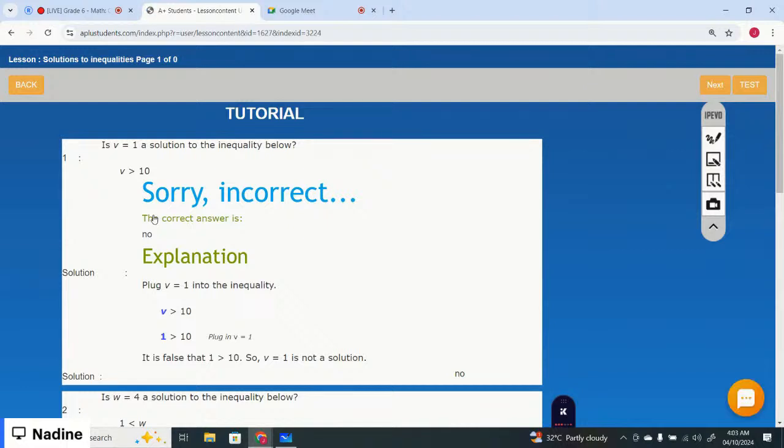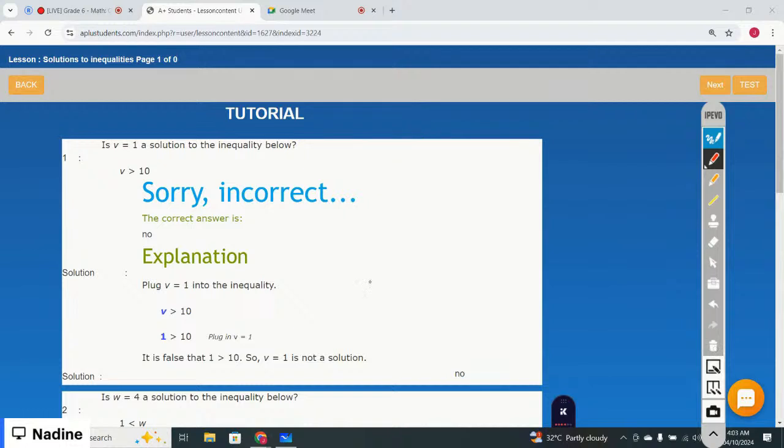Okay, so the first question is: is v equals 1 a solution to the inequality below? The inequality you are given is v is greater than 10. So let's replace the variable with the value v equals 1. Then that is 1 is greater than 10. False it is. 1 is not greater than 10. So that means no, v equals 1 is not the solution of the inequality. Got it?